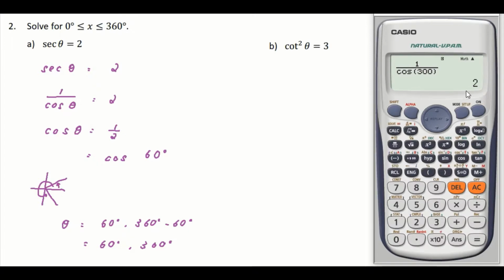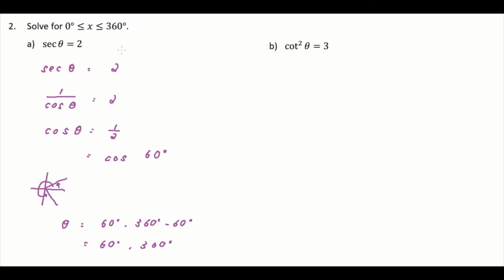Okay, so let's go to B. The same thing, but now you have a square. So what we can try to do is write it in the form of square outside first. So cotangent square theta equals 3, so it will be cotangent theta square equals 3. So now you can move it up. So you have positive, negative square root 3.